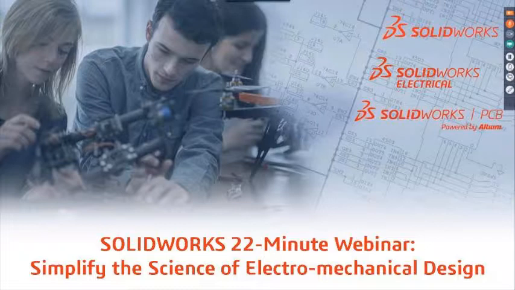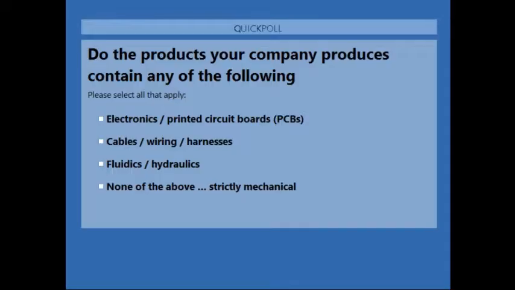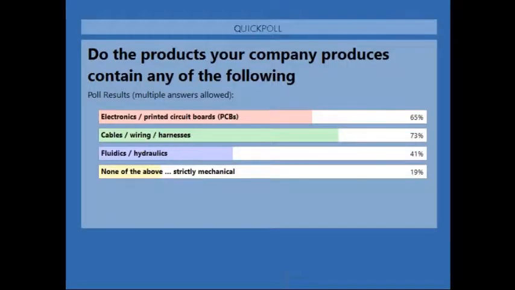We're going to jump right into the first poll question. At your company, do the products your company produces contain any of the following? Select all that apply: electronics or PCBs, cables, wiring, harness, fluidics, hydraulics, or none of the above? Are you strictly mechanical? Cables, wiring, and harness is 73%, 65% for PCBs, only 19% strictly mechanical. Interesting. This is very good.